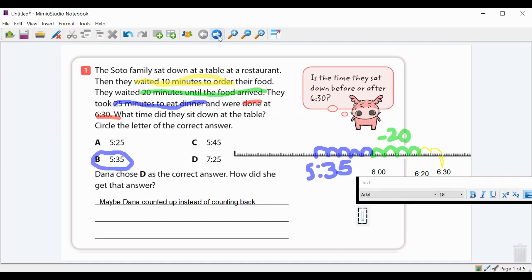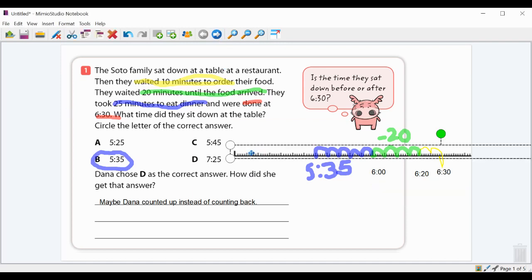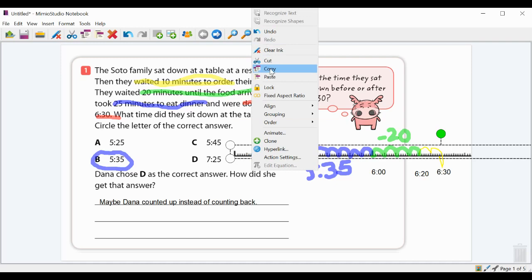All right, let's look at question 2. And I'm going to copy and paste my little number line again so that y'all don't have to wait for me to draw it every time. Isn't that awesome?